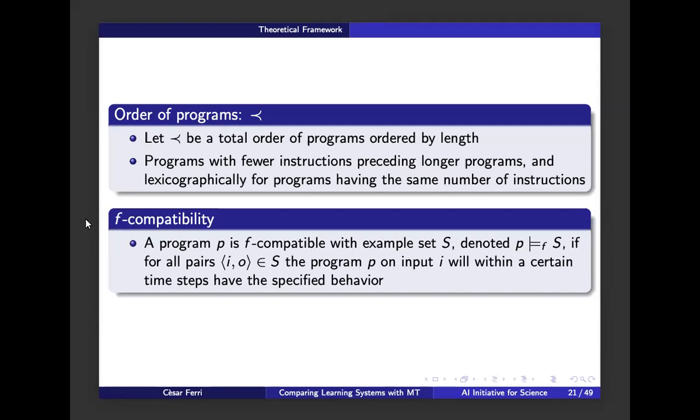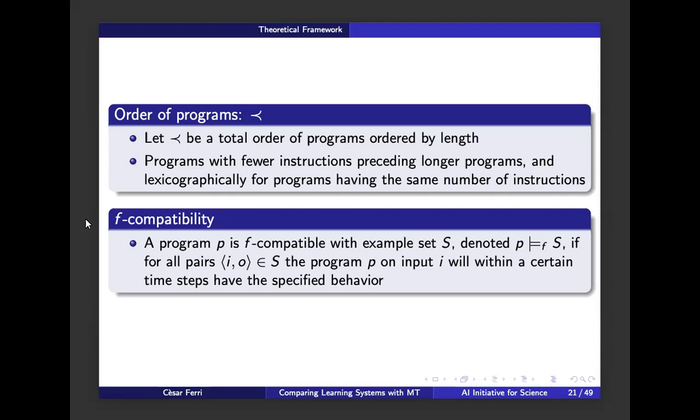For our framework, we need to set an order on the set of programs. We are going to call the symbol to specify the order of programs. And in this order, we want to use the size of the program first, because we want to prefer shorter programs over longer programs. And we also establish the lexicographic order for programs, having an order on the set of programs.